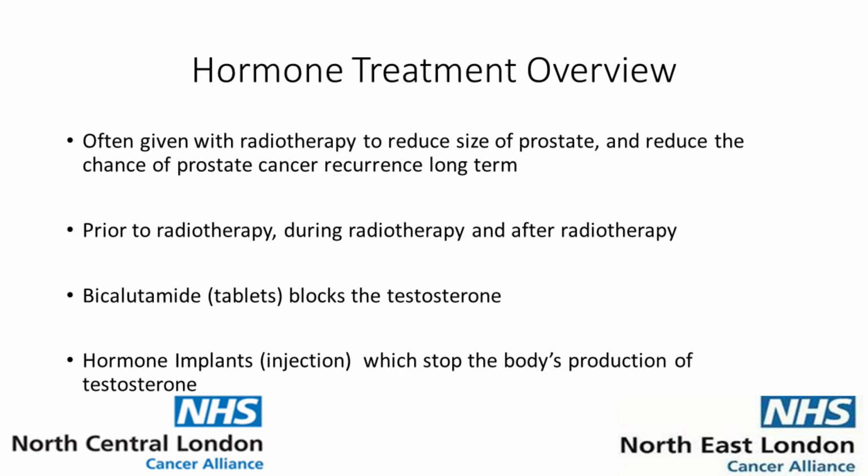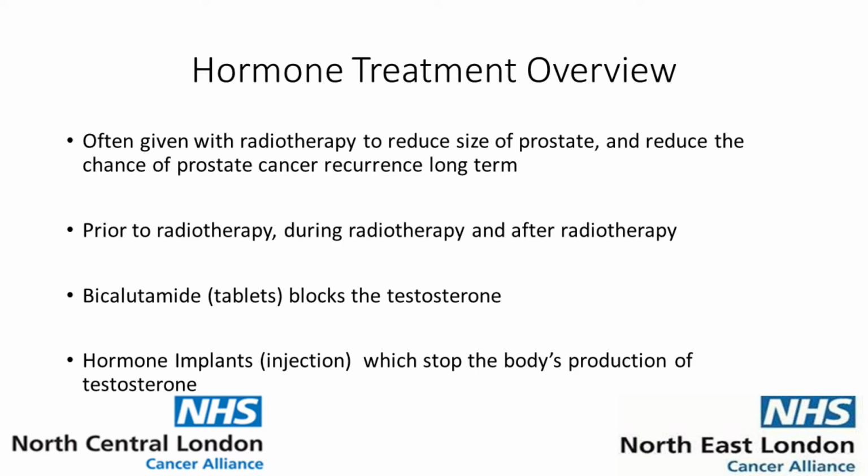While you're having radiotherapy, alongside the treatment we also give you some hormone treatment. This helps to reduce the size of the prostate and reduce the chance of the prostate cancer spreading or recurring in the long term. Prior to radiotherapy, you will start your hormone treatment usually 3 months before the radiotherapy. You will continue the hormones during radiotherapy and for a period of time after radiotherapy. The length of time that you'll be on your hormones will vary from 6 to 9 months to 2 to 3 years. Again, this will be discussed with your consultant when you attend your initial appointment.